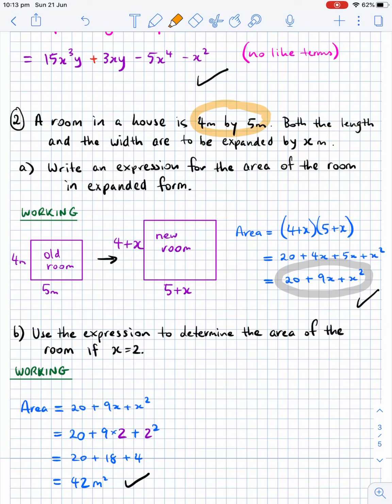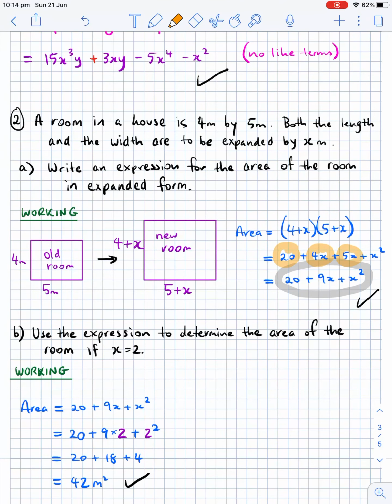So we know the lengths because they've been increased by x, but we want to find the area of the room. We have to multiply the length times breadth. So this is our old room, which is 4 by 5. And then it went up to 4 plus x and 5 plus x. That's our new room. The area is going to be these 2 binomials multiplied together because it's length times breadth. And we want to use FOIL to expand this.